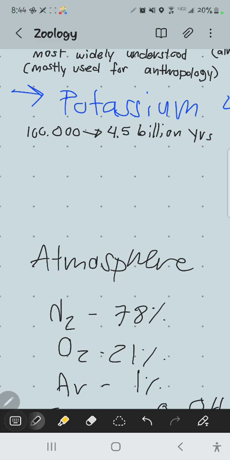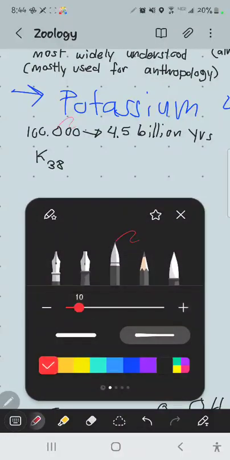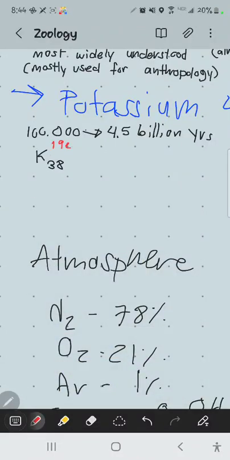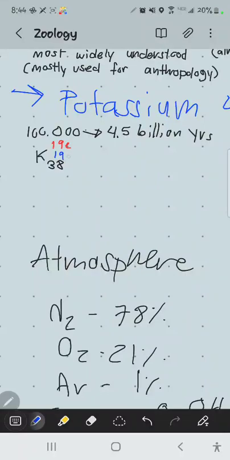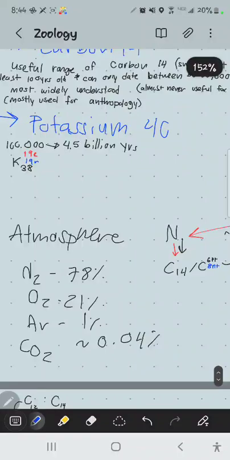Right, 19 plus 19 is 38, right? Because it has 19 protons, it has 19 neutrons, and 19 electrons. Okay, so that's the stable form of potassium. The biggest source of potassium is in the magma, the igneous magma pools at the center of the Earth, a major element found in igneous rocks.